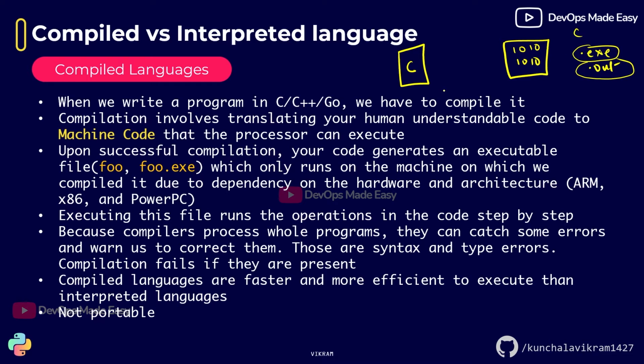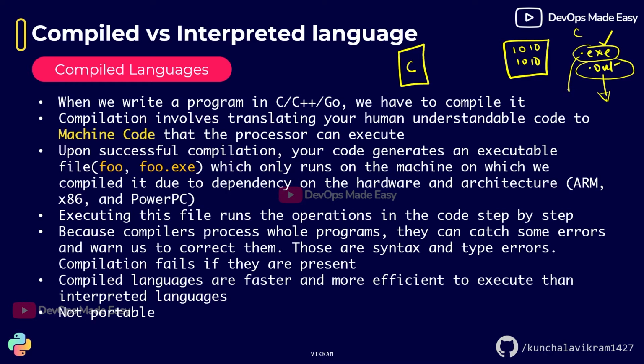And one more thing we need to understand here is that this .exe file can be executed only on Windows based systems. That means this .exe file cannot be run on Linux. Similar is the case with .out, which can be run only on Linux and not on Windows. So this is not cross compatible. That means the executable that is generated cannot be ported to various operating systems.